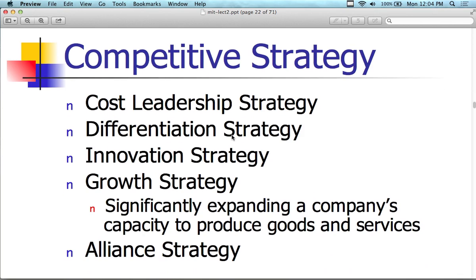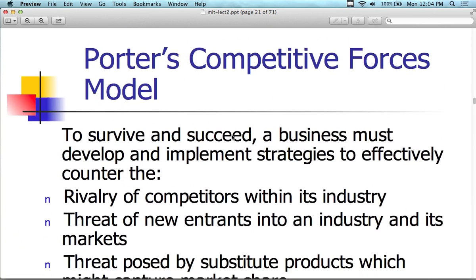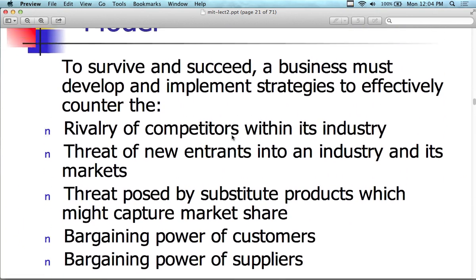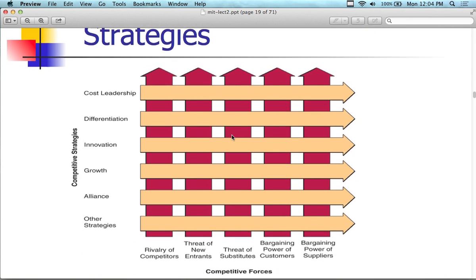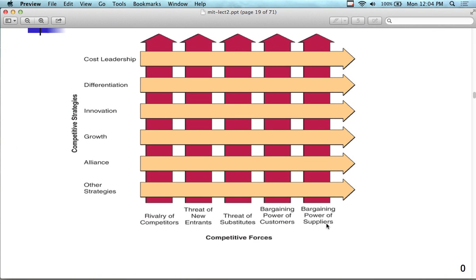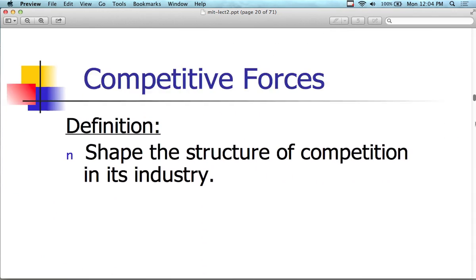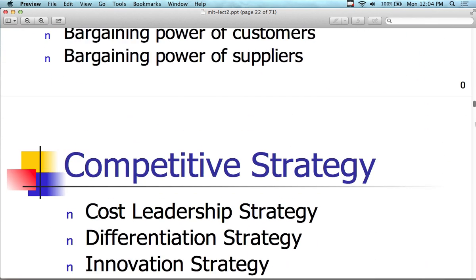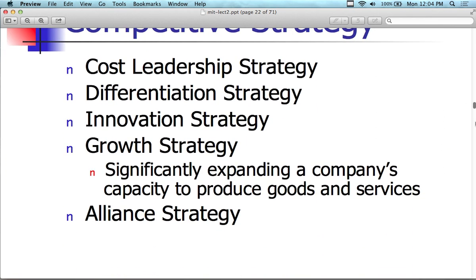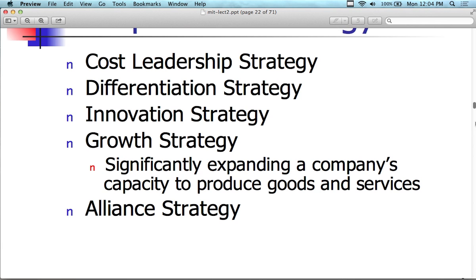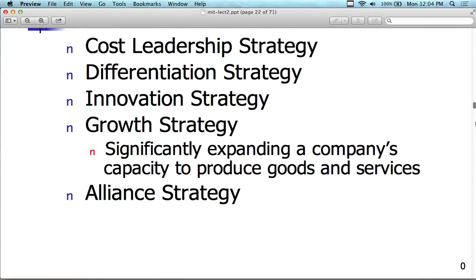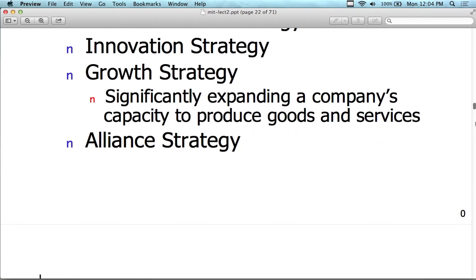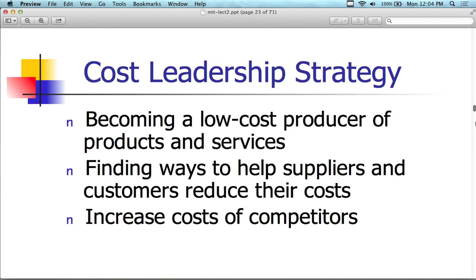And then we have the competitive strategies. So these are the forces, and the forces are actually on the bottom here. These are the competitive forces. And these are the strategies. I actually went over all of the strategies already, but just to conclude some thoughts on those strategies. They are the cost leadership, the differentiation strategy, the innovation strategy, the growth strategy, and alliance strategy. And those are the ones I just covered.